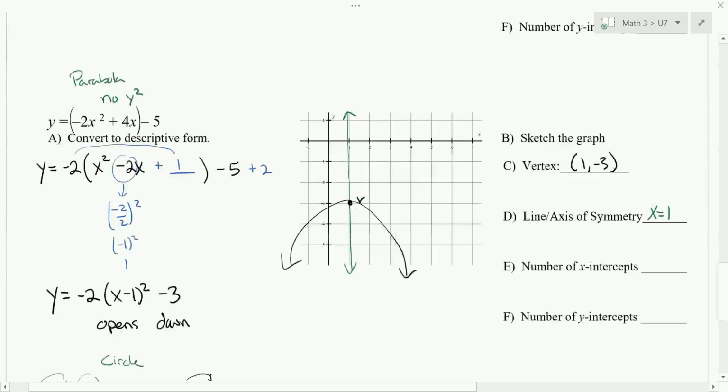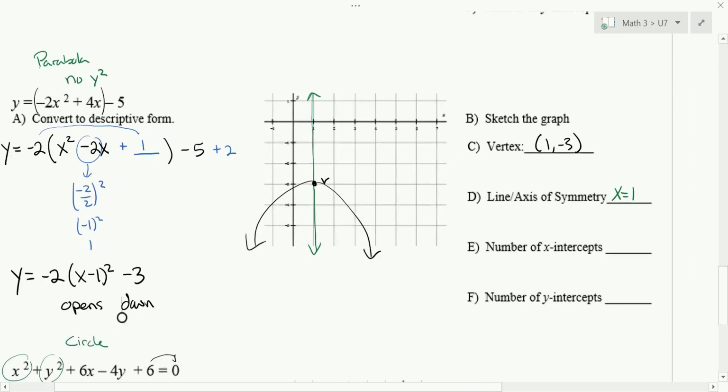How many times will this cross the x-axis? None. The x-axis is above that parabola, and it's never going to open up, right? So you won't cross the x-axis at all. How many y-intercepts? 1. It touches the y-intercept once, and then we got it. I'm going to stop there.